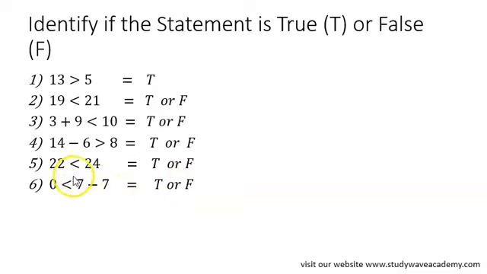It is false. 0 is less than 7 minus 7. What is 7 minus 7? 0. So 0 is less than 0 is false, right? Good. So let's move over to another one.